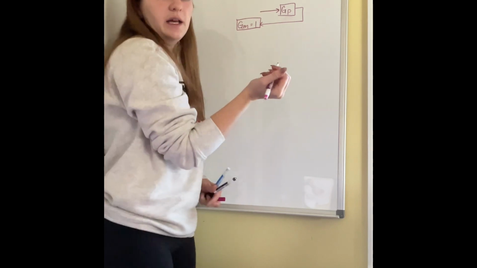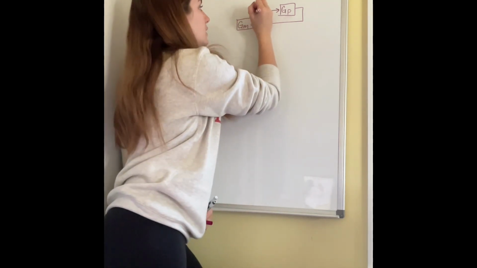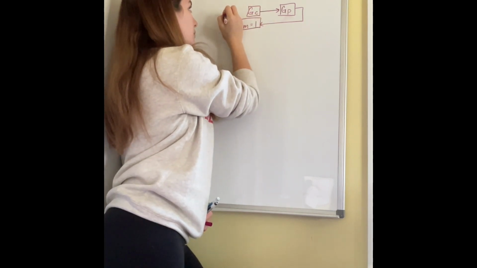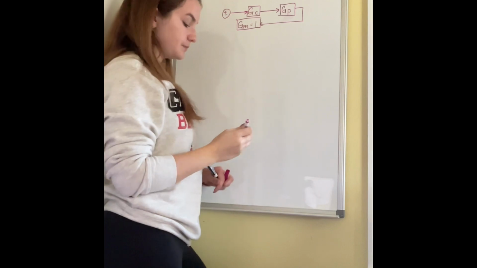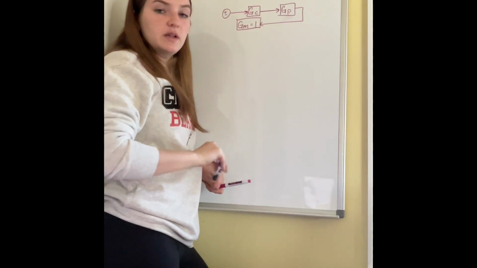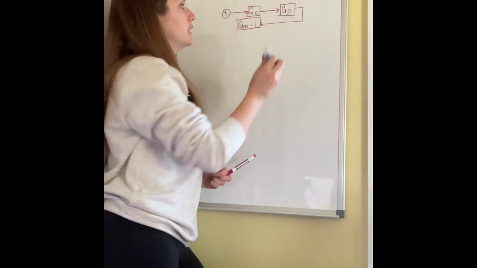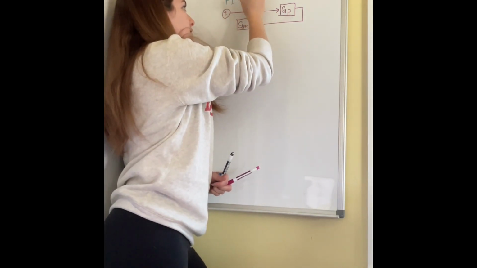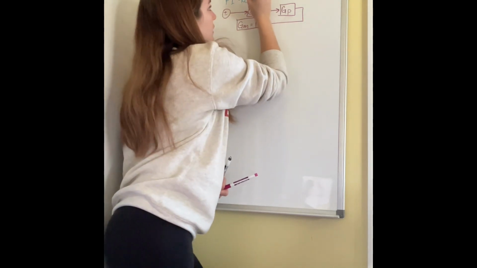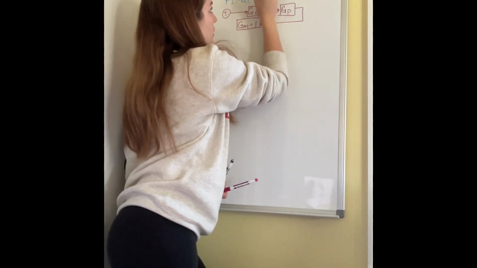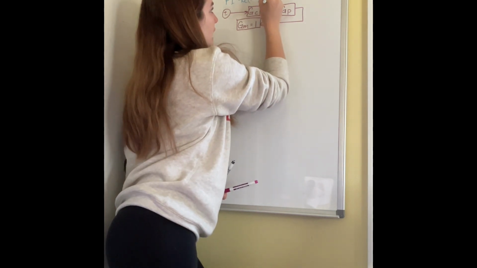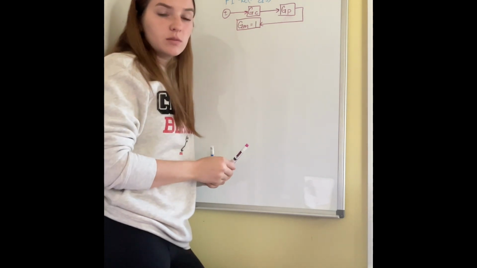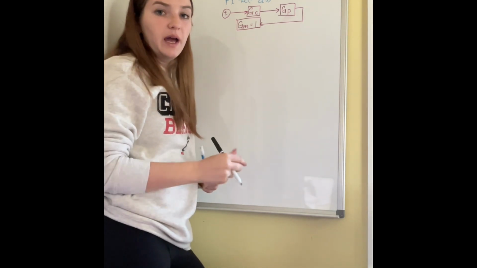And now we want to add a controller into our system. So this is going to be our GC value. And we know that we need some plus or minus signal going into our controller. So for our GC, we're going to use a PI controller. And so for a PI controller, we know the equation is KC, or our system gain, times 1 plus 1 over tau I S.